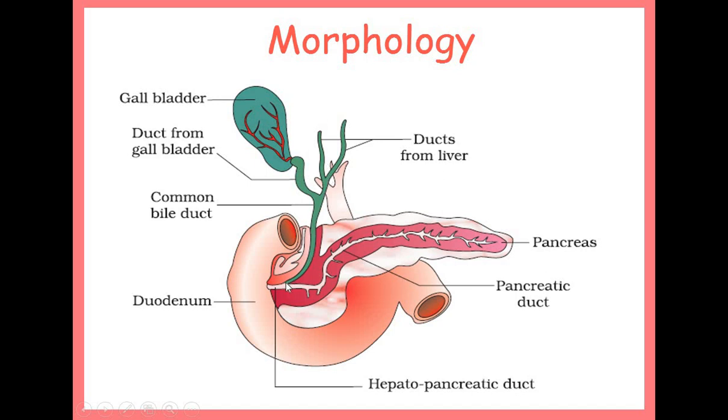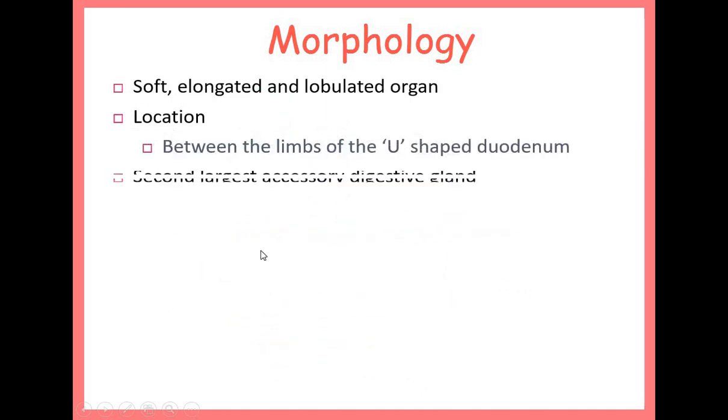This eventually gets merged with pancreatic duct, and finally it becomes hepatopancreatic duct. So hepato refers to liver and pancreatic refers to the secretions of the pancreas. These combined exocrine secretions of liver and pancreas are released by this hepatopancreatic duct, which is guarded by sphincter of Oddi, and they are poured in duodenum. Fine. So these are morphological features which are related to the pancreas.